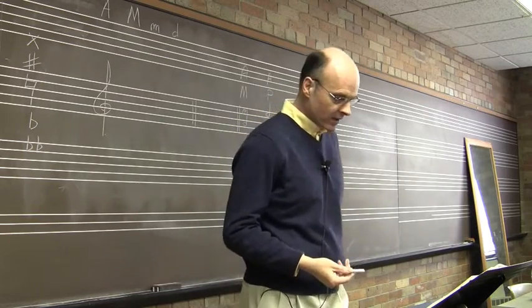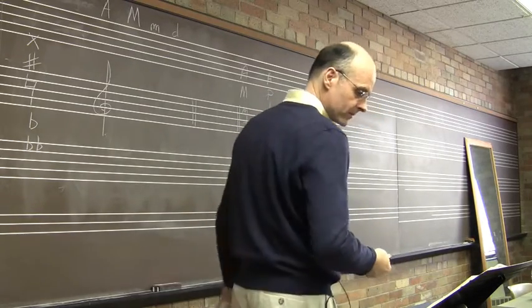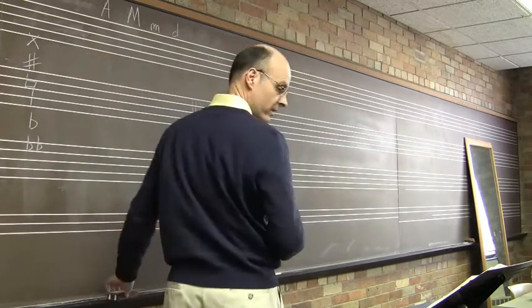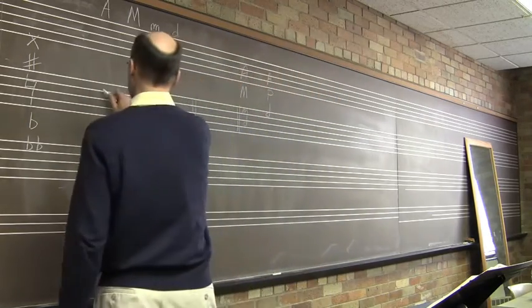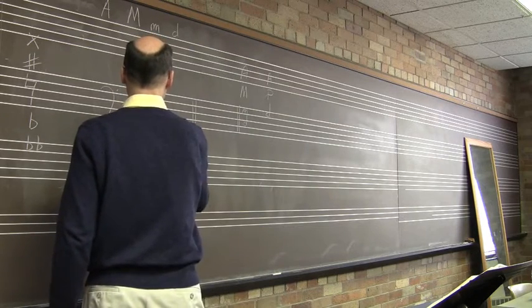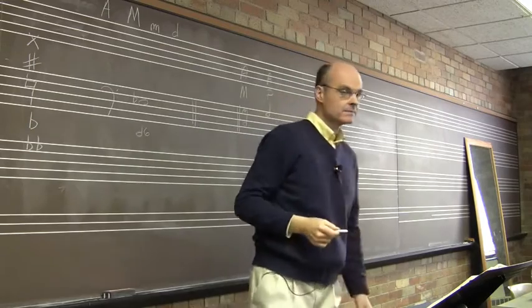Okay. Let's do a couple in the next row. Let's do a diminished sixth from E flat. Okay, diminished sixth from E flat.